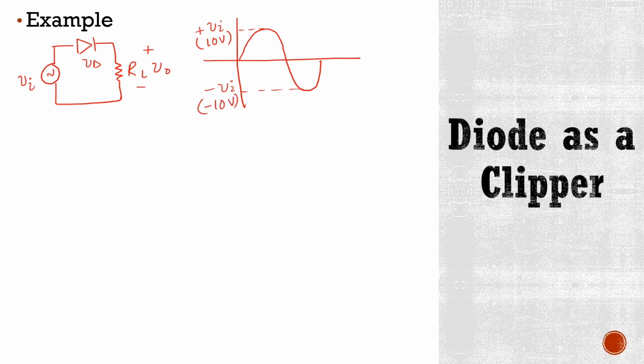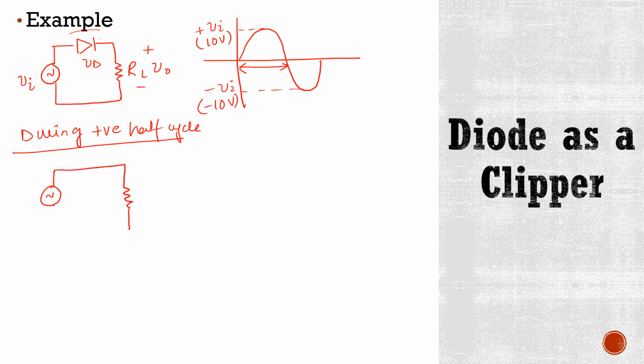So how are you going to start your analysis? Again, you will look at that part of the input signal which will make this diode forward biased. We know that when the diode is connected in this direction, it will conduct during the positive half cycle of the input signal. So we start our analysis from the positive half cycle of the input signal.